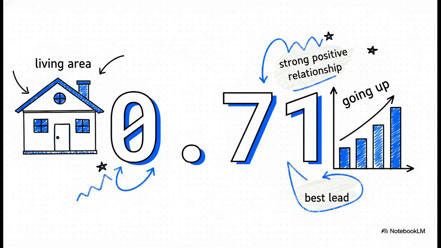And bingo! We've got our first major lead. The correlation between the ground living area and the sale price is a massive 0.71. That's a really strong signal. It tells us in no uncertain terms that as the size of a house goes up, the price tends to go up too. This is the perfect place to start building our model.